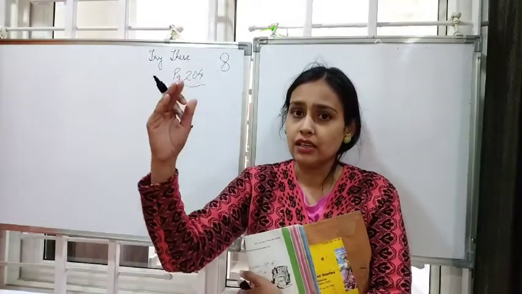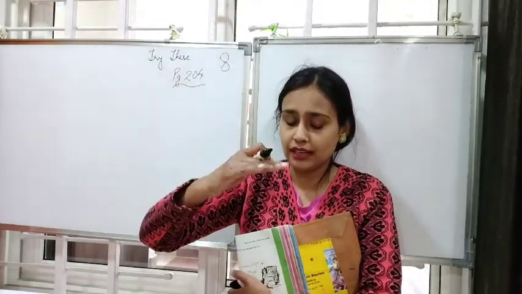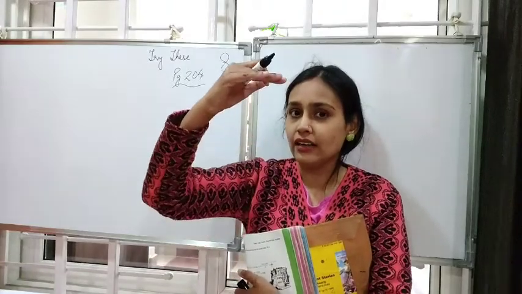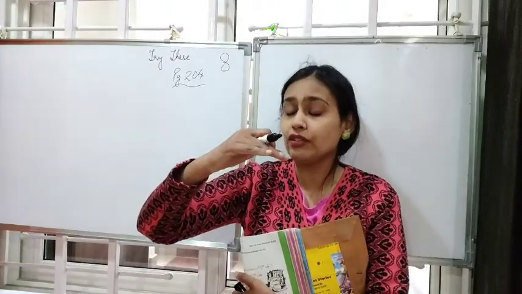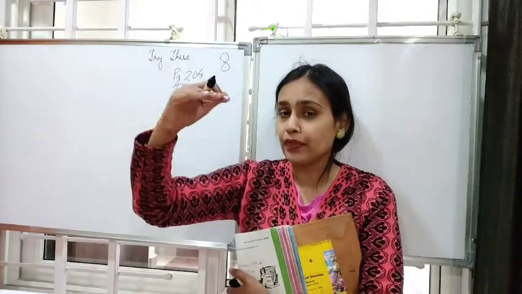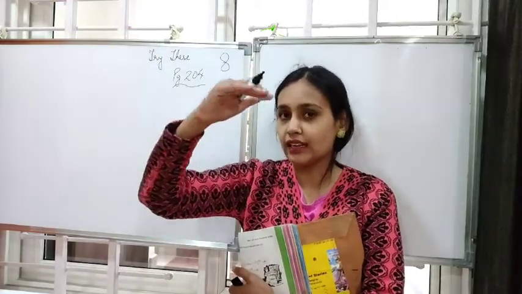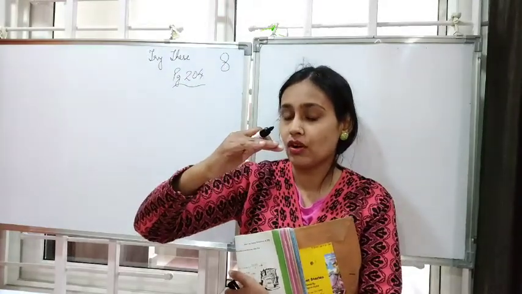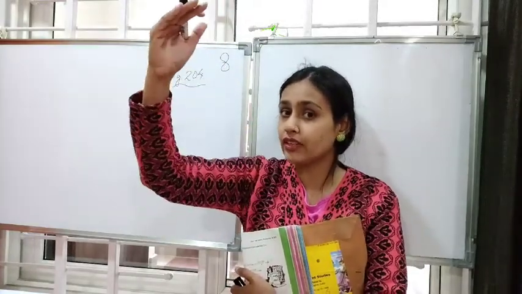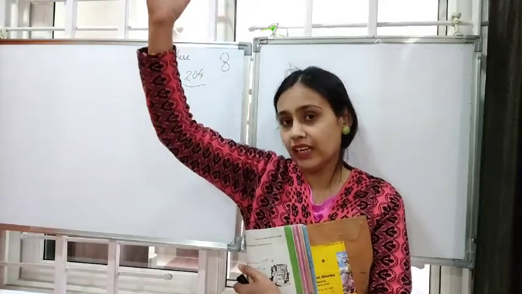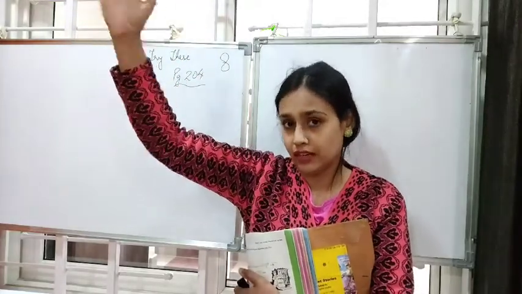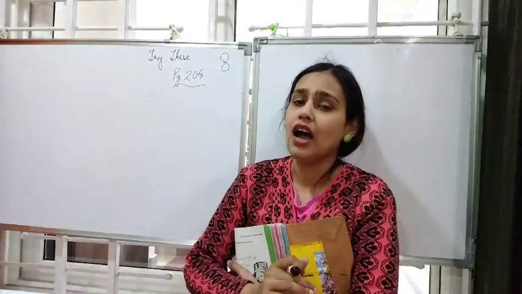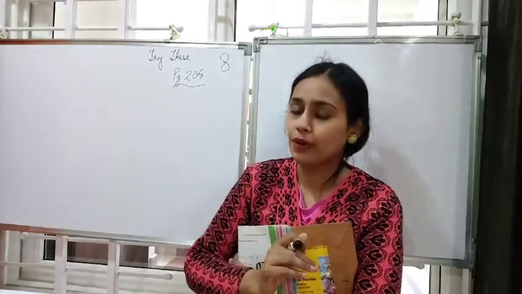So you can see the variation: the weight of sugar is increasing, that is 1 kg, 5 kg, 10 kg, and the cost is also increasing, right? That is, cost of 1 kg sugar, then cost of 5 kg sugar is rupees 50 and then rupees 100. So the cost and the weight of the sugar are in direct proportion.